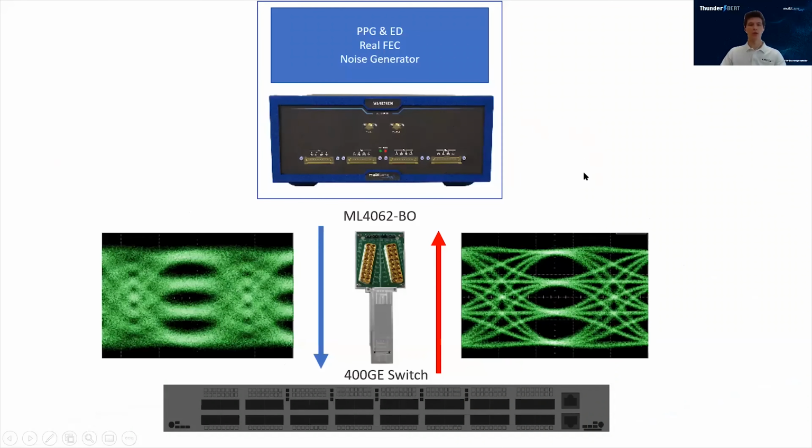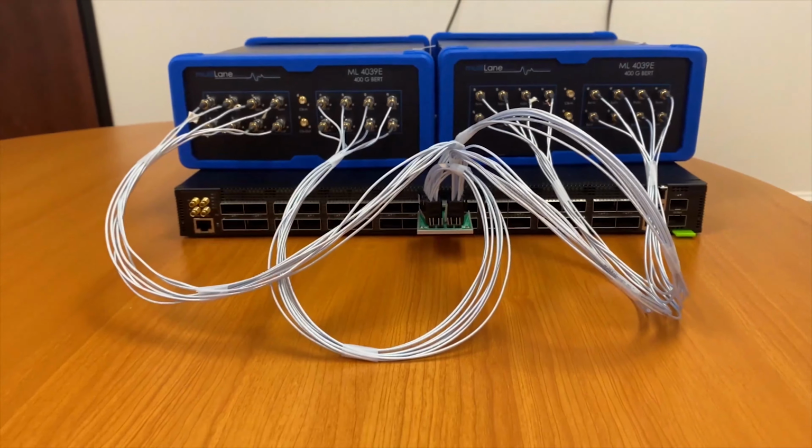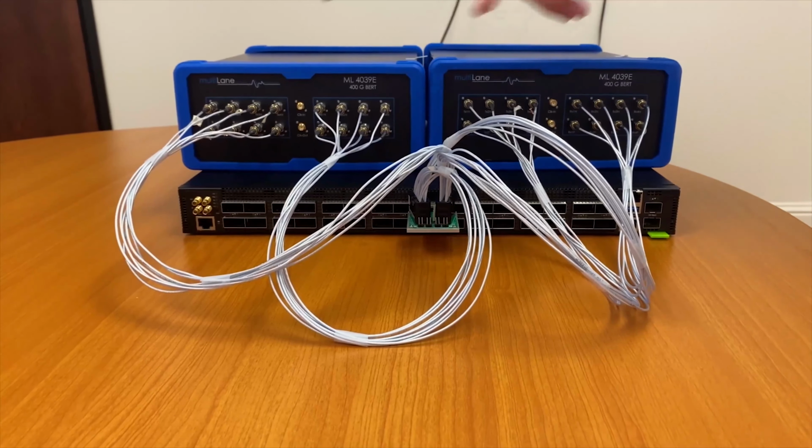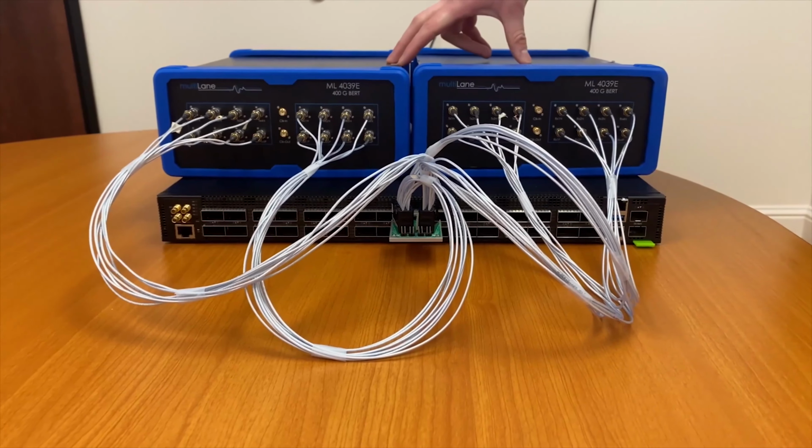Now before I get into the testing, I want to show you the specific hardware that we're going to use for this setup. First, we have the 400 gig QSFP DD Accton switch. Plugged into one of those ports, we have the MO4062BO, which is a host compliance board breakout for QSFP DD. Then we have this cabled to two 4039EN BERTs.